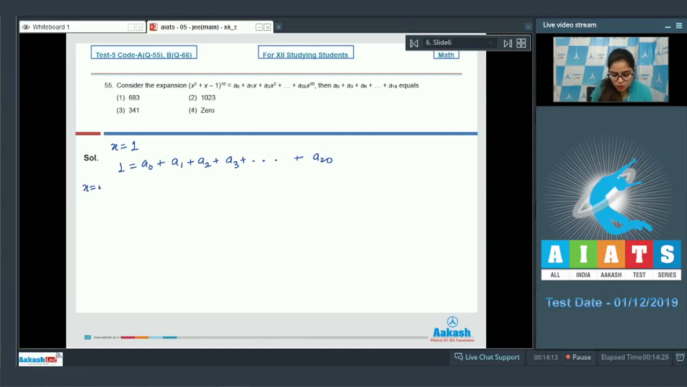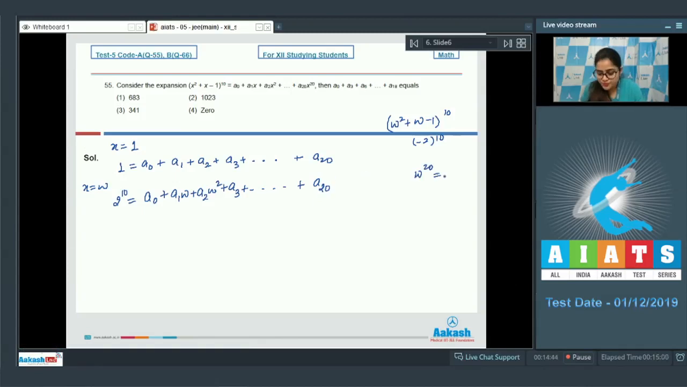Now substitute x equal to omega. Then you will get (omega square plus omega minus 1) to the power 10, and you know omega square plus omega is equal to minus 1. So from here you are getting (minus 2) to the power 10. So basically 2 to the power 10 is equal to a0 plus a1 omega plus a2 omega square plus a3 omega cube, that is equal to 1 again, and so on, plus a20 omega to the power 20, that is equal to omega 18 into omega square, that is equal to omega square.